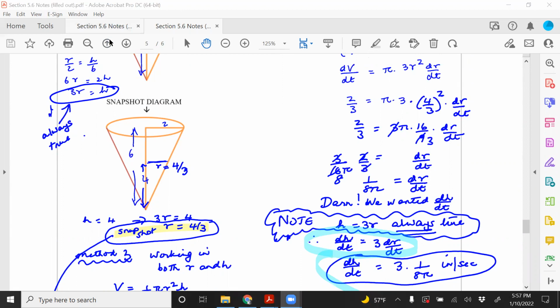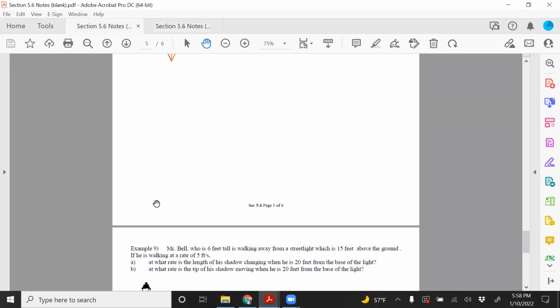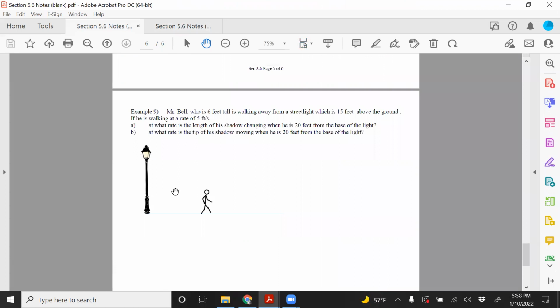Then the last one, example 9. So we got Mr. Bell. He's walking away from a street light, which is 15 feet above the ground. He's walking at a rate of 5 feet per second. So we want to kind of draw this.